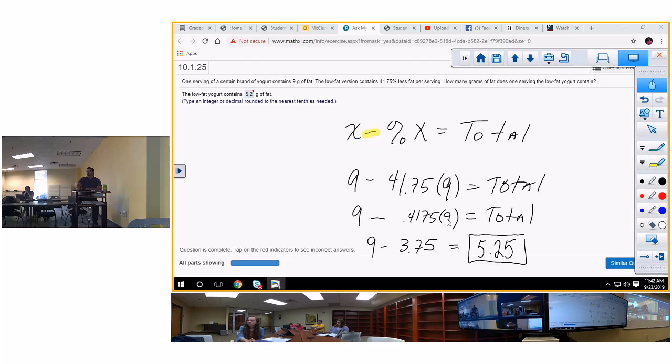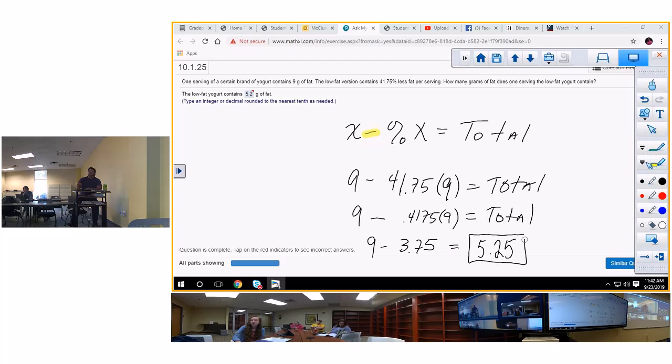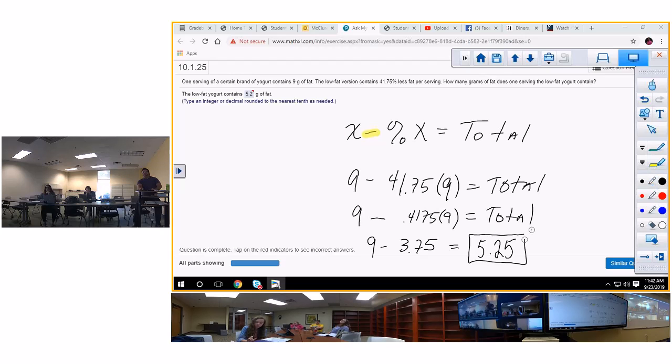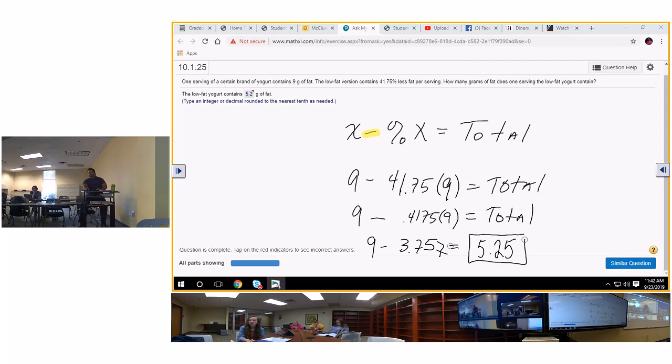Unless, what is 0.4175 times 9? Is it 3.75 even? No, it's like 3.7575. That's what you should have used. It kept saying mine was wrong. I didn't ask y'all to round it. You don't round until the very end. Yeah, it's 5.24. That makes a difference. 3.7575, and that comes out to 5.24.